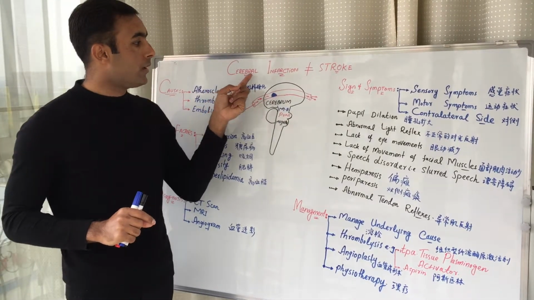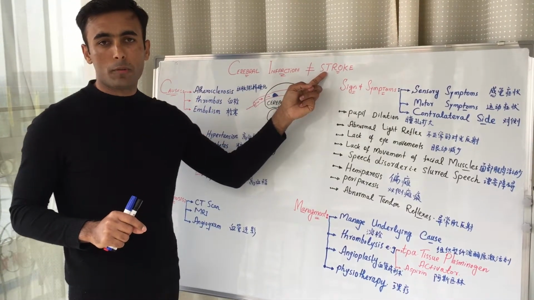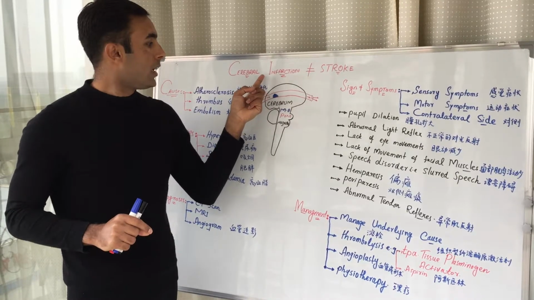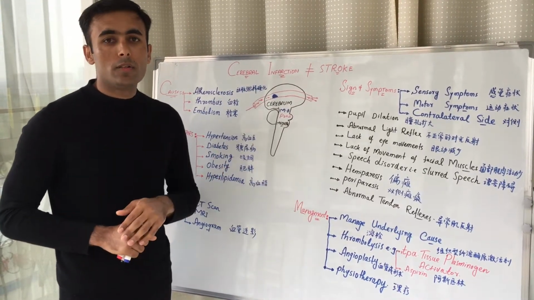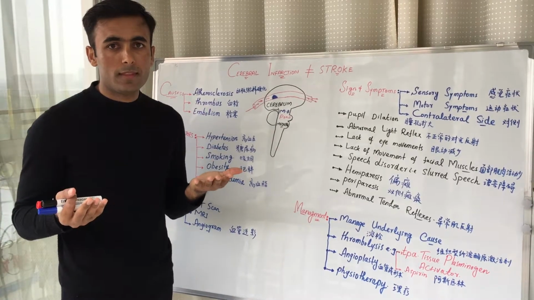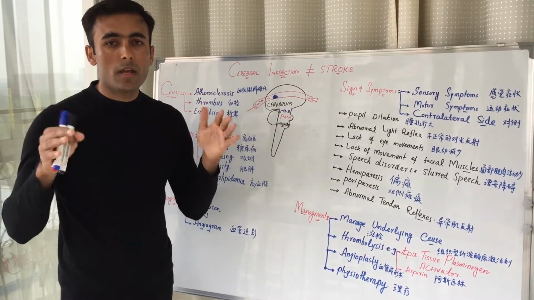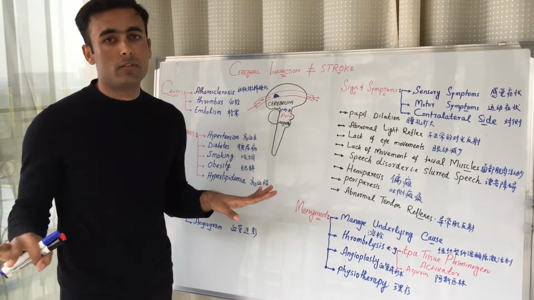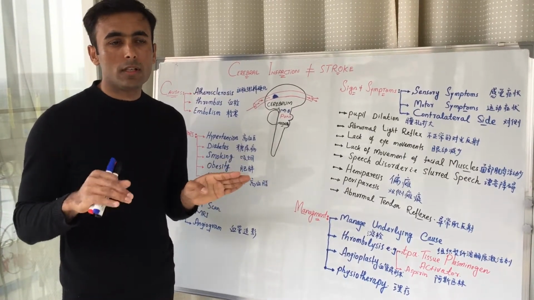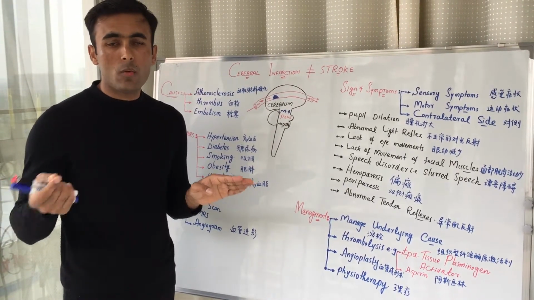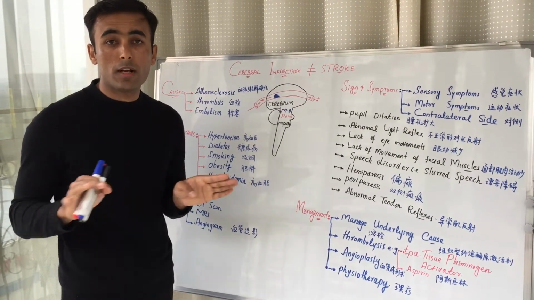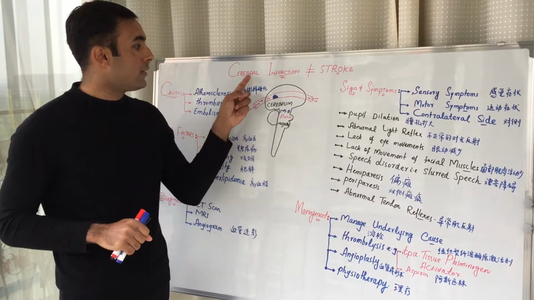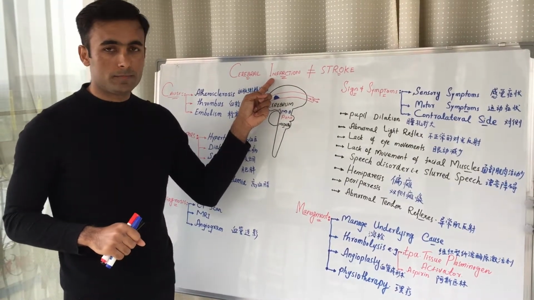But cerebral infarction is different from stroke. What is the difference? Cerebral infarction is a permanent loss of your cerebral function. You lose your brain function completely, forever, right? Either one function or two or three or four, whatever function of your brain you lose, that's forever. That is called cerebral infarction.